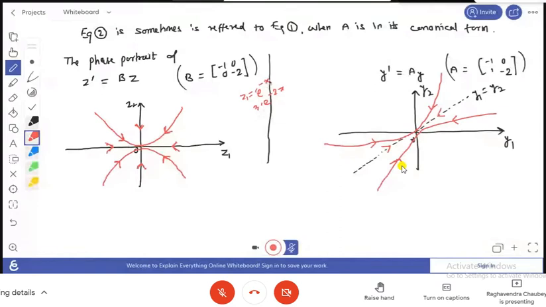Okay, so when x is very large, x tends to infinity, then z1 tends to 0. So this solution goes towards your 0 solution. Similarly, when x is very large, z2 goes to your 0 solution. So this represents that when x tends to infinity, it is going towards this direction. And if x tends to minus infinity, then this is in the outward direction.